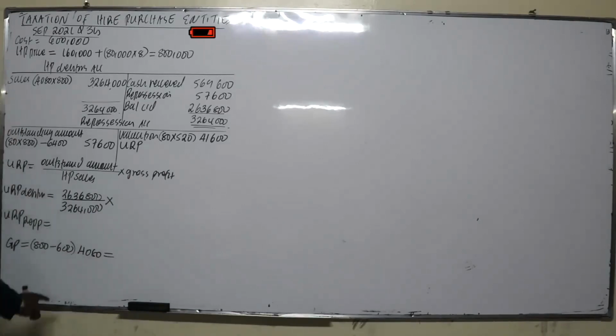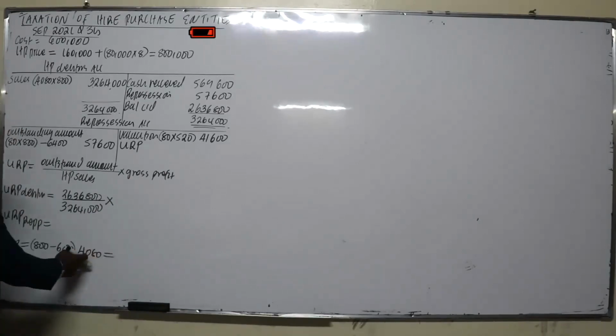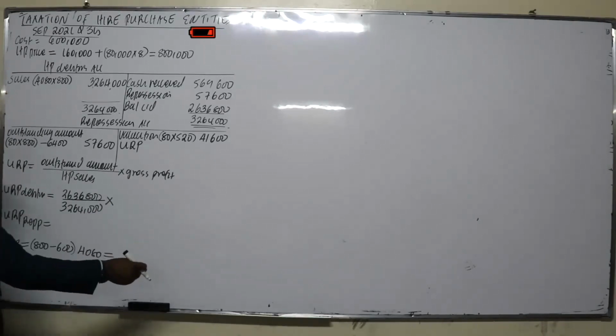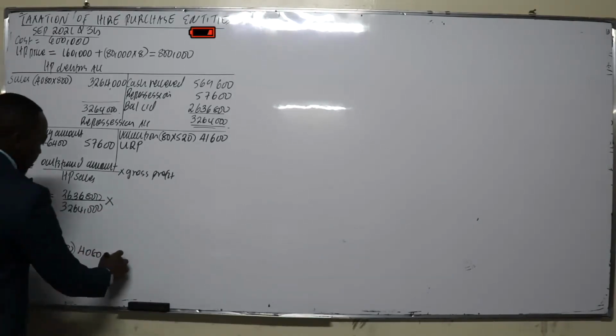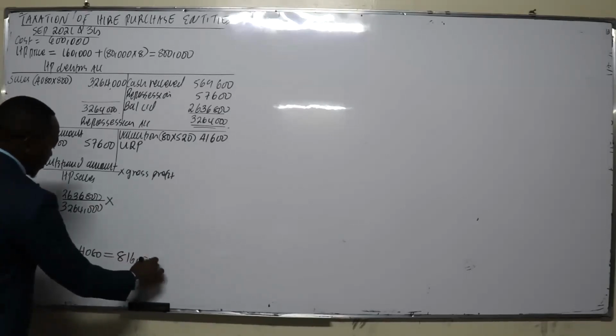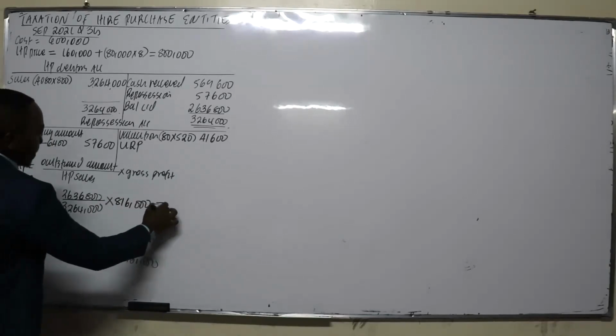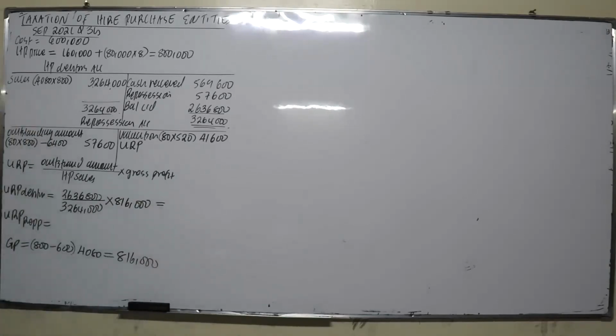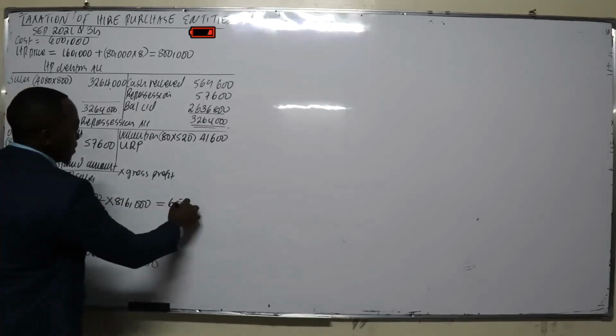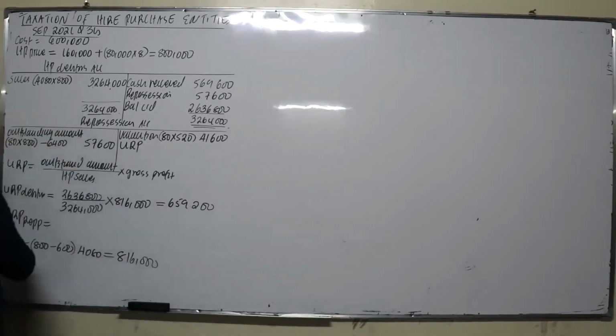Can't be. This is 200, eh? 0, 0, 40, 48 times 2. 816, eh? Good. 816,000. So 659,200. We do the same for repossession.